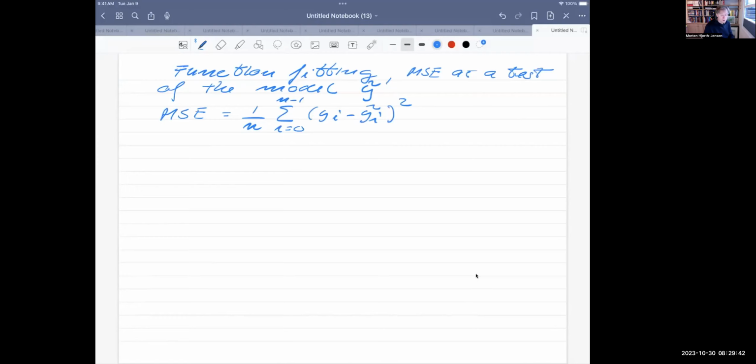We have the R2 score. We could calculate the absolute error. We could calculate the log absolute error and many, many other quantities. But the mean squared error is the most common one. And the mean squared error is also the one which is used in this analysis of the so-called bias variance trade-off.